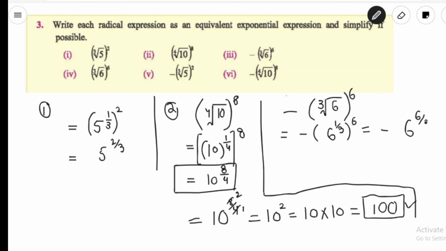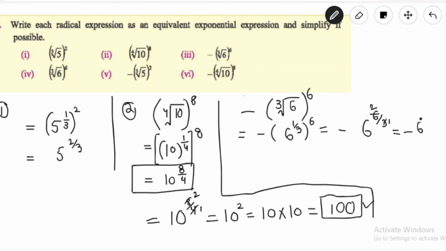And you can simplify the exponent further. How? We do know that 3 and 6 have a common factor, which is 3. They both can be divided by 3. So 3 1 times is 3 and 3 2 times is 6. So this will be minus 6 raised to the power 2.